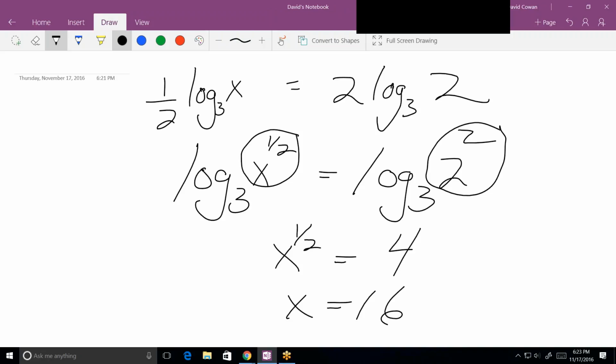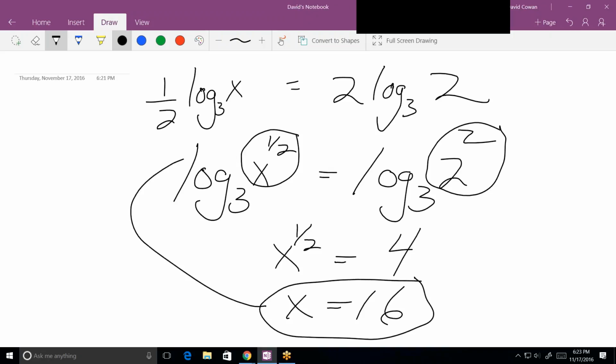And one further word of caution. Always take your answer and make sure you do not violate any domains. Well, I can take the log base 3 of 16. Had I gotten an answer that was plus or minus 16, I would have to throw out the minus 16 because you cannot take the log of a negative number.